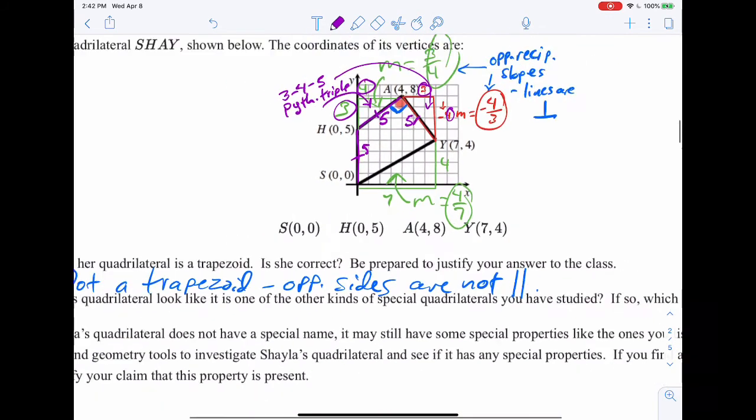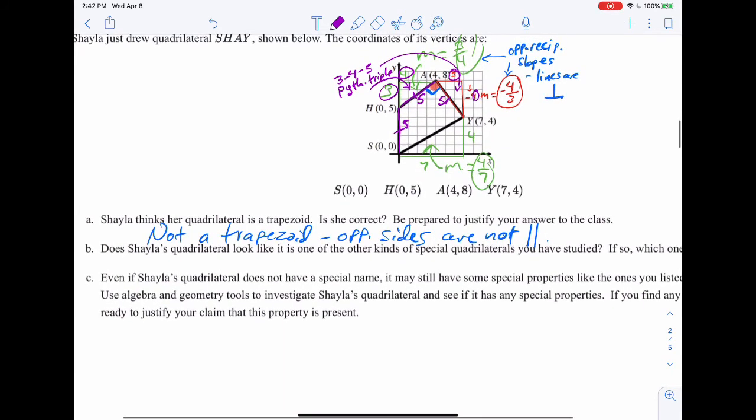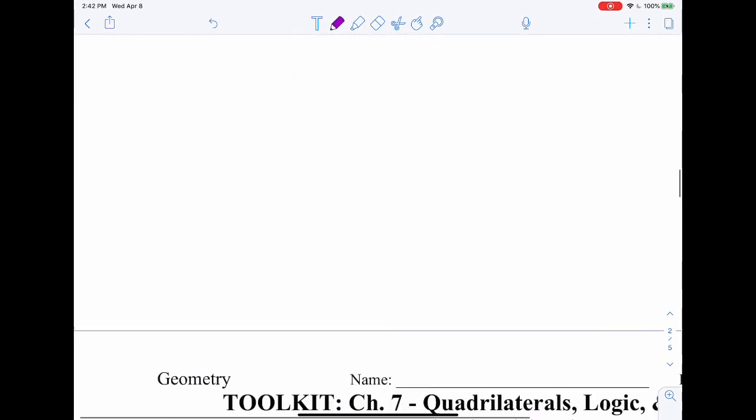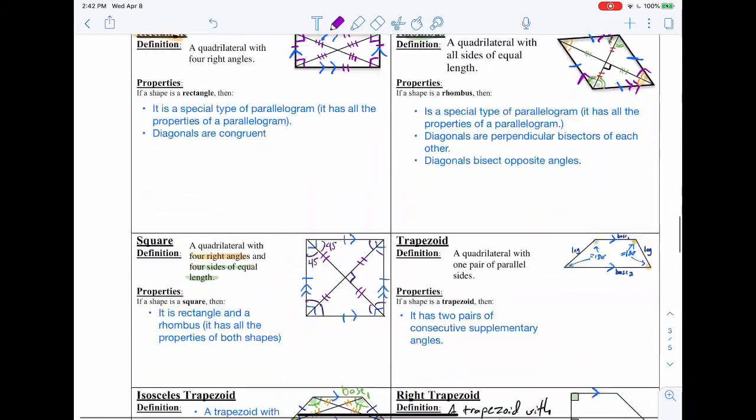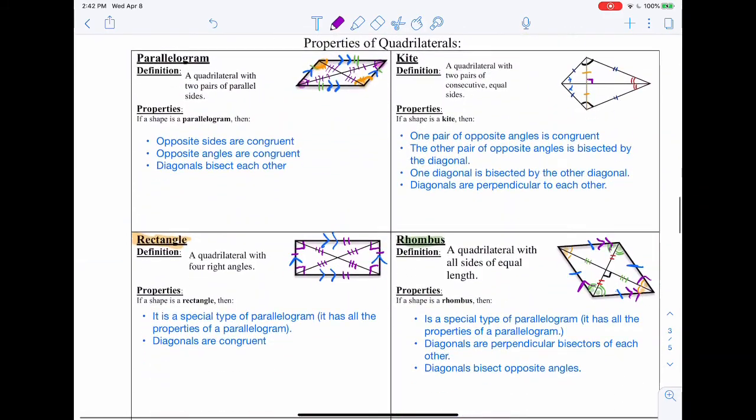So this shape does have some special properties. It has 3 congruent sides and it has a right angle, but it doesn't have any parallel sides, which means it is nothing more than a quadrilateral with some special properties. It's none of those on our toolkit.